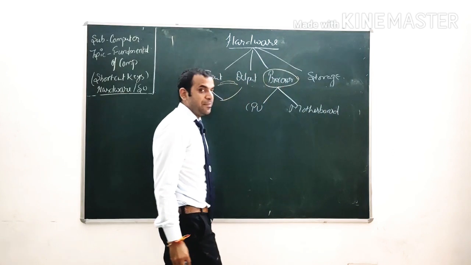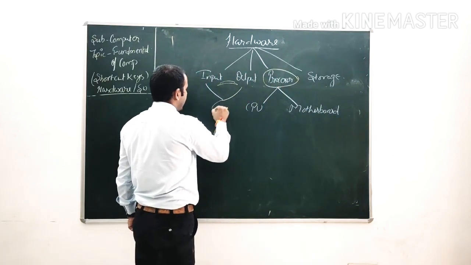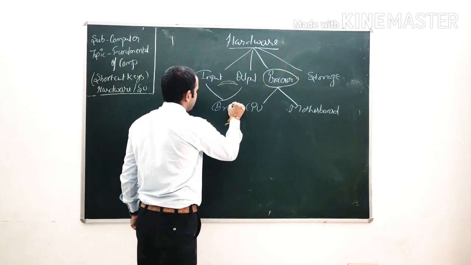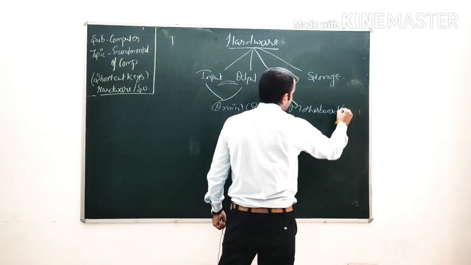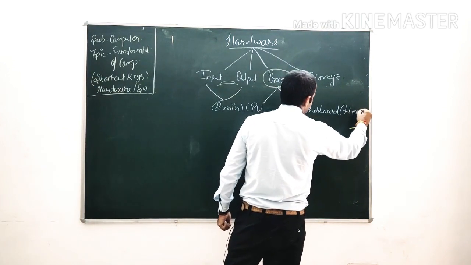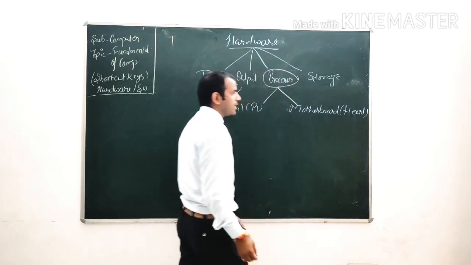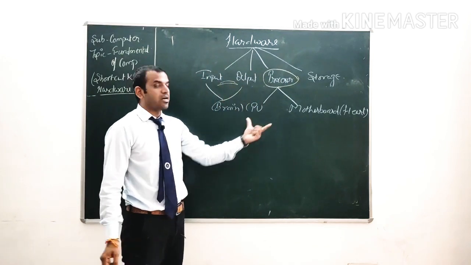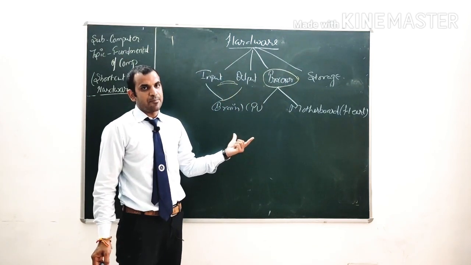Like a human being, a computer system also has a brain and also a heart. Brother, without brain and heart you also cannot work. Without brain and without heart a computer system also cannot work, it is not possible.